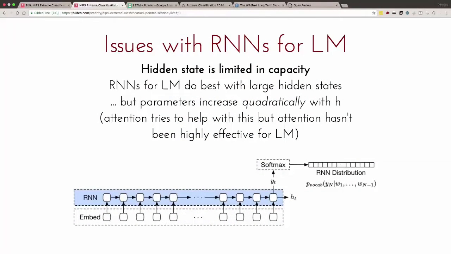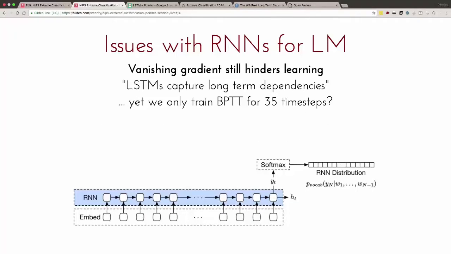There are a few attempts at things like attention, where you can use previous outputs, but the issue is that it hasn't been highly effective for language modeling previously. There's also an issue of vanishing gradients that still hinders previous learning. We like to think that LSTMs have solved this long-term dependency problem, but most of these language models actually only train BPTT for the last 35 time steps. And many sentences are going to be longer than 35 time steps, so it's really quite limited if you think in terms of, say, articles or things like that.